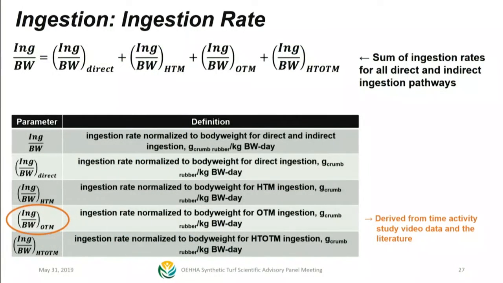Next, the object-to-mouth ingestion rate. This represents crumb rubber particles that may be ingested after an object has been in direct contact with the field and then touches the mouth. Video data and literature data were used to derive this parameter.